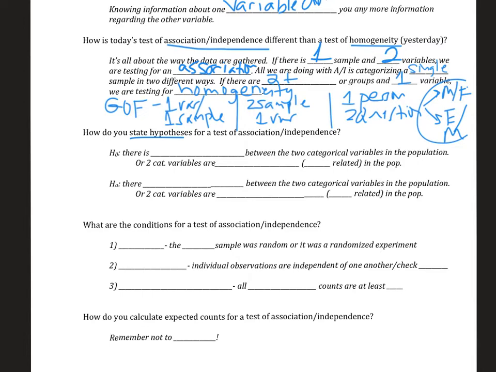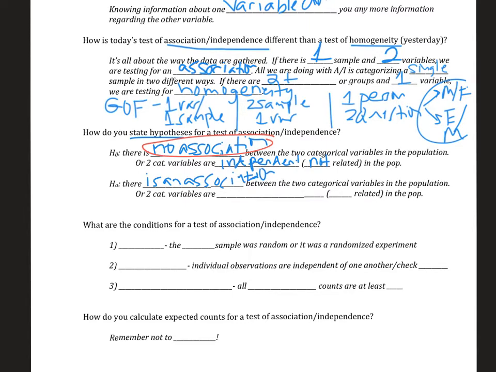Okay, so how do you state the hypotheses for a test of association independence? Well, there's a couple different ways. For the null, we say there is no association between the two categorical variables. Or you can say the two categorical variables are independent. They are not related in the population. I like no association better than the second way. And then the alternative is that there is an association.